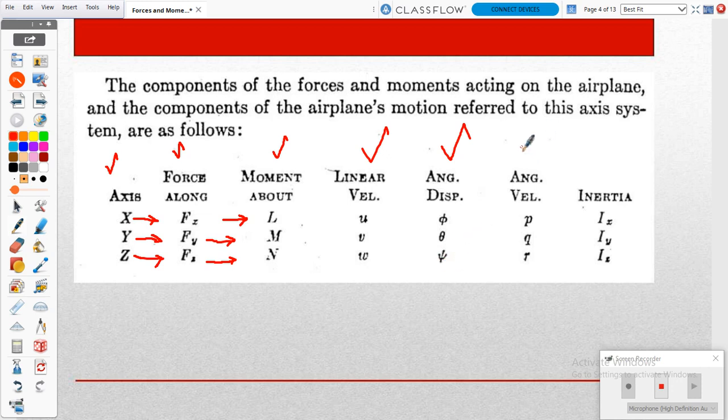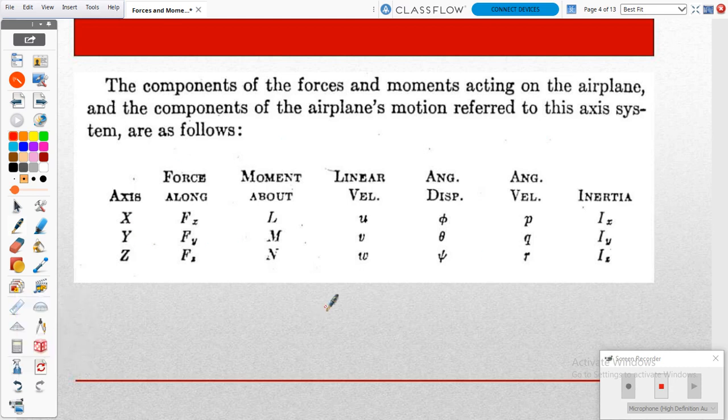And next, angular velocity, that is p, q, r. So angular velocity will be p, q, r. And next, inertia forces acting on an aircraft, that is I suffix x, I suffix y, I suffix z. Have you completed?